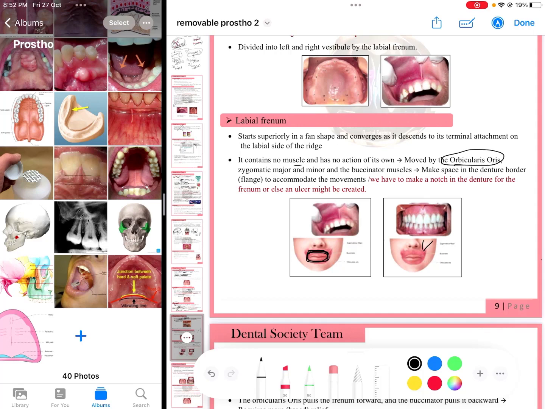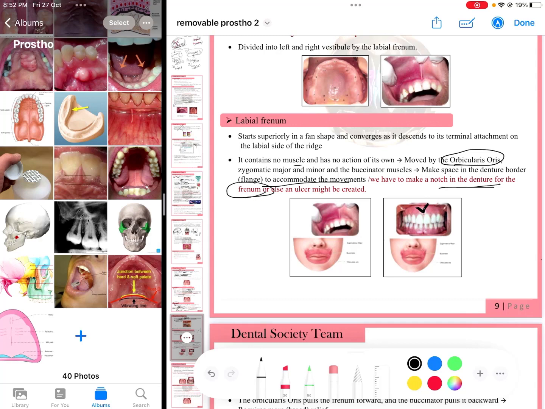You took them already in anatomy. And you have the buccinator muscle also. We have here the buccinator muscle. So when these muscles contract, or when the muscles are in action, the labial frenum will be moved, okay? To accommodate this movement, because the labial frenum will be moved, we are going to make in the denture a notch, a space for it to accommodate its movement. We are going to make a notch in the denture for the frenum.